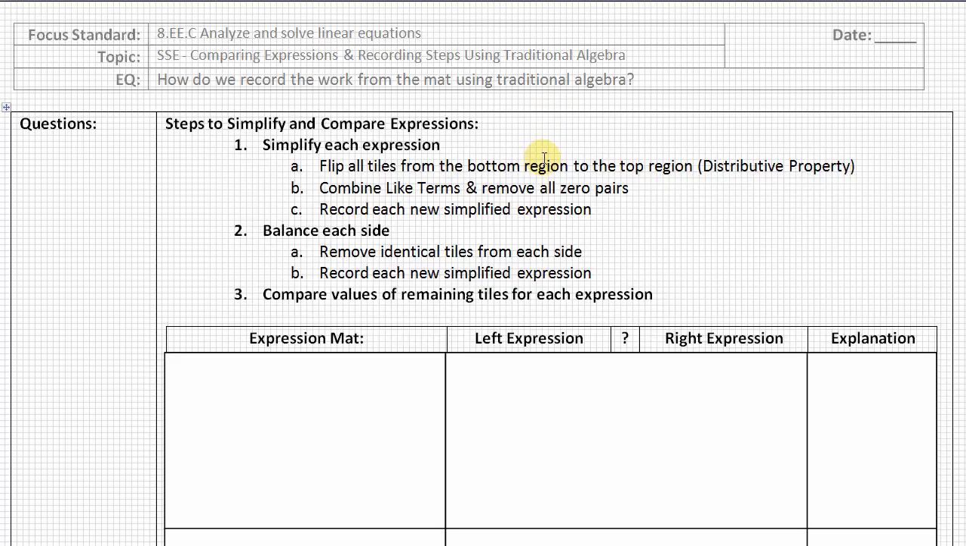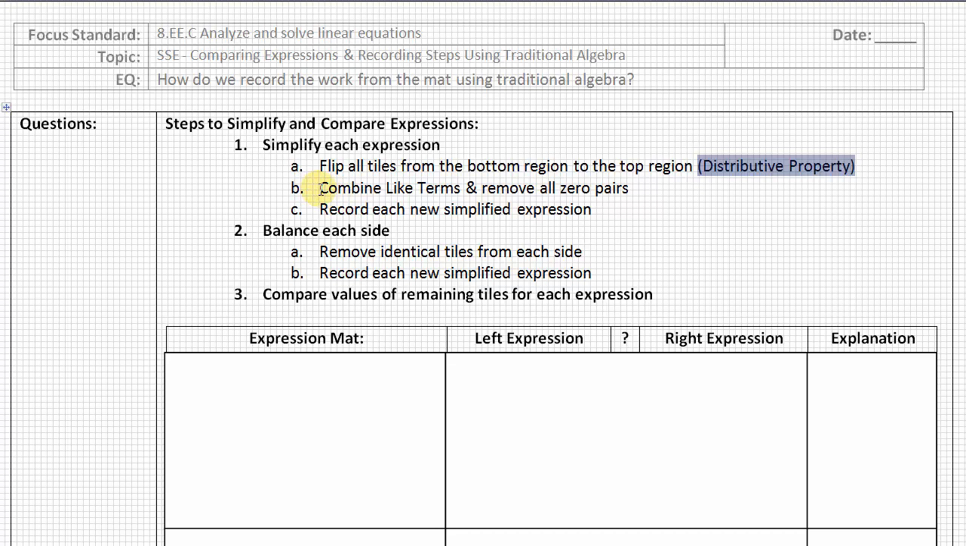So we're going to start out just looking again at the steps to simplify and compare expressions. We know that there are 3 steps. We simplify, balance, and compare. When we simplify, one of the first things we've been looking for is flipping all the tiles from the bottom region to the top. And I've been talking to you about how this is actually a version of the distributive property, and that's why we use the mat to demonstrate how that works and why that works.